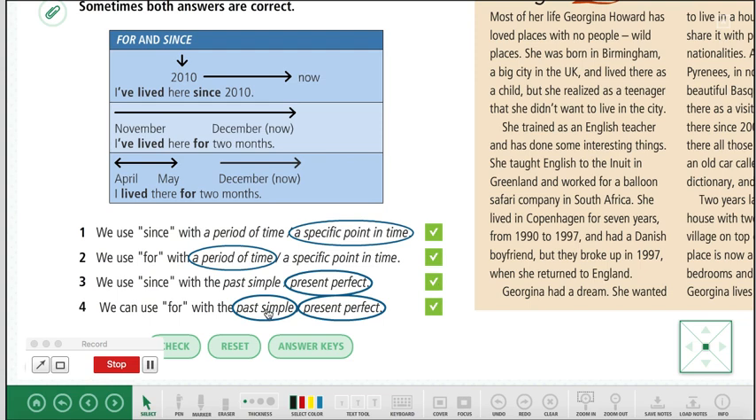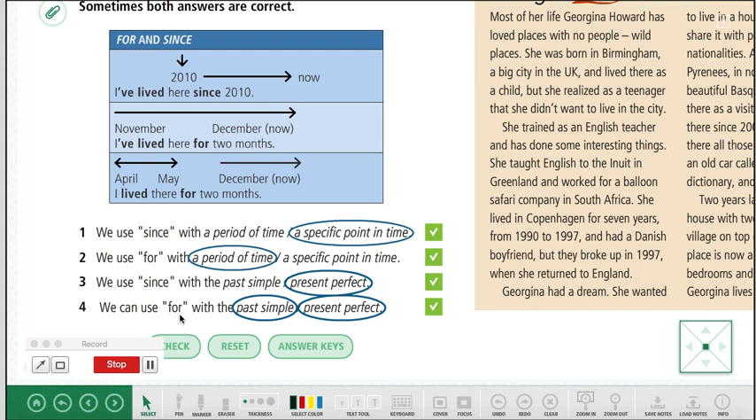These are the answers. Why? Remember, since is with present perfect because it is possible to say, I have lived here since last year. I have done a lot of work since last February, for example, or March. But for could be with past. I lived in La Paz for 10 years.